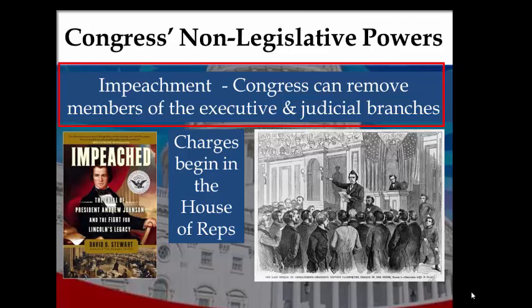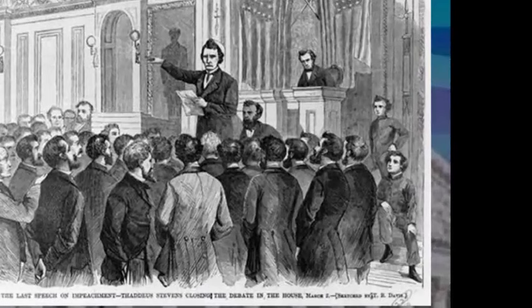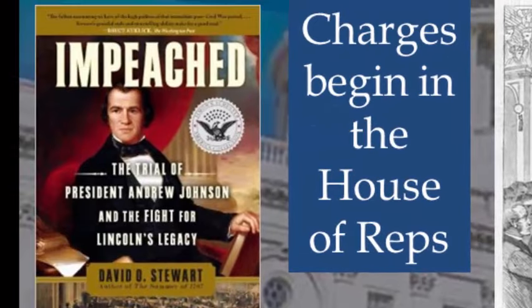This happened the first time after Abraham Lincoln was shot, and a Southern president took over who wasn't really interested in helping the freed slaves. And he was charged with impeachment by the House of Representatives. And this is where impeachment starts. It's in the House of Reps. His name was Andrew Johnson.